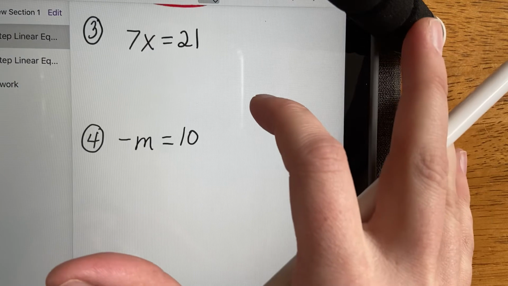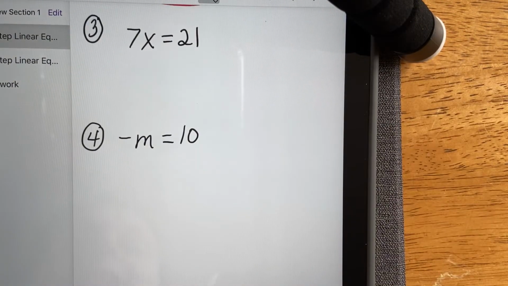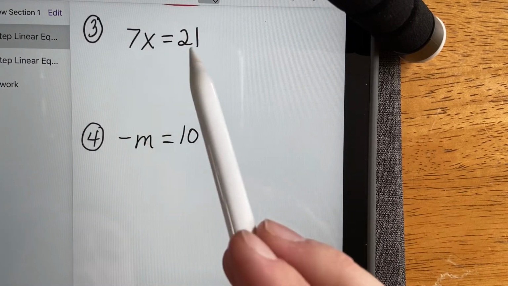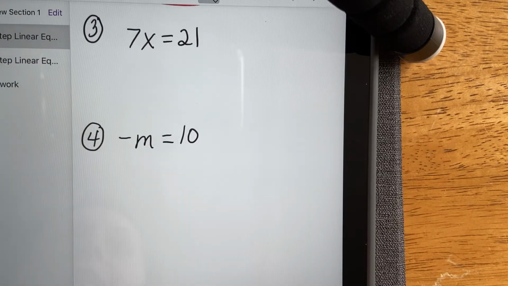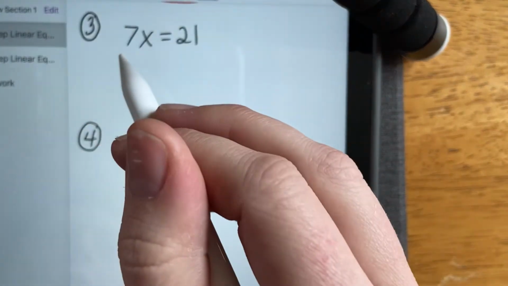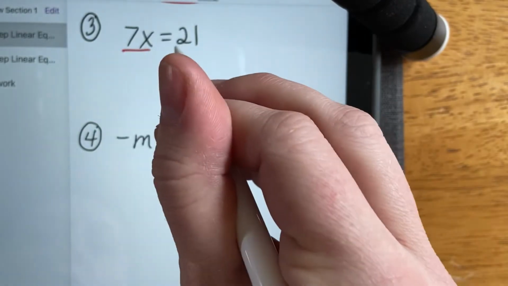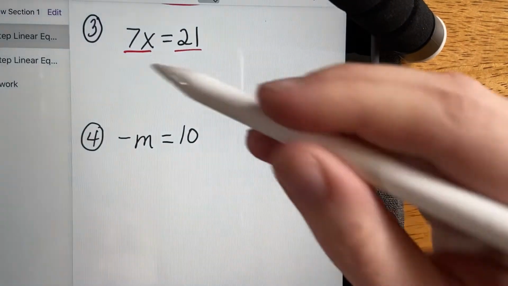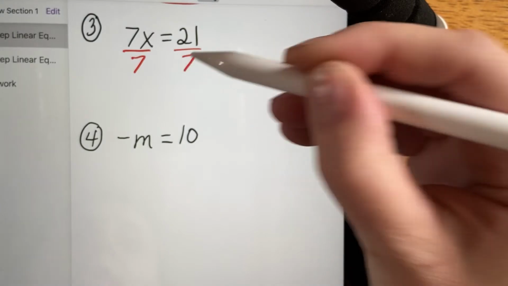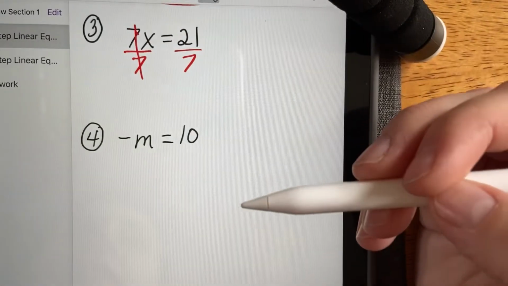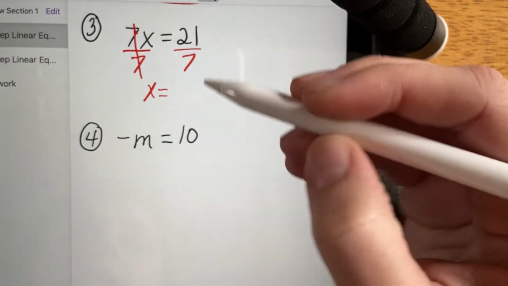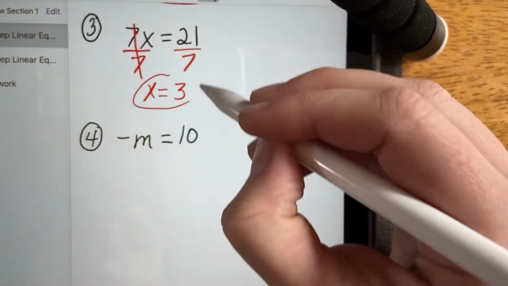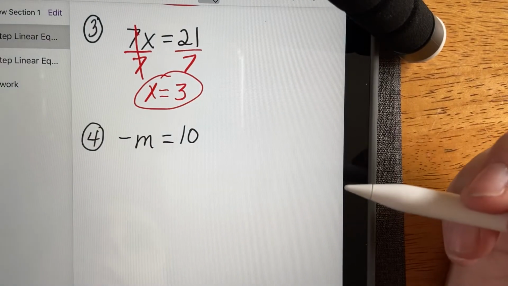Moving right along. Two more problems. These are also one-step linear equations. It's just going to take one step to find out what the variable equals. If 7x equals 21, you want to do the opposite of multiplying 7 times x, which would be to divide both sides by 7. So draw a line underneath both sides like a division bar, and we're going to divide both sides by 7. So 7 divided by 7 is 1. That cancels, which means x equals 21 divided by 7, which is 3. And that's your answer. X equals 3.